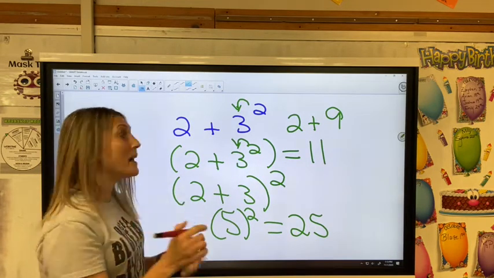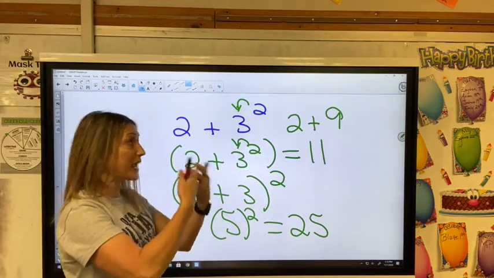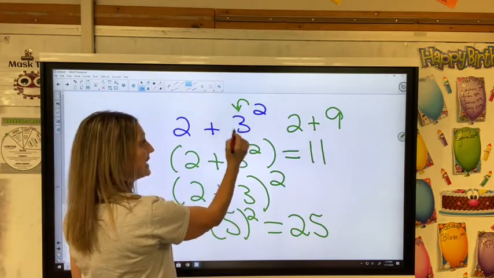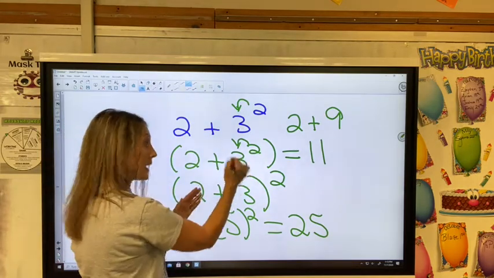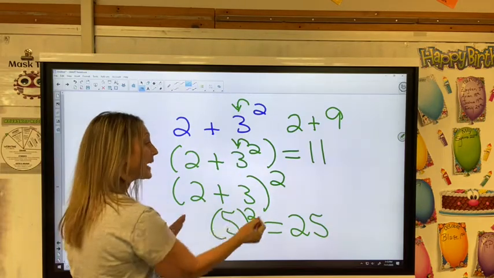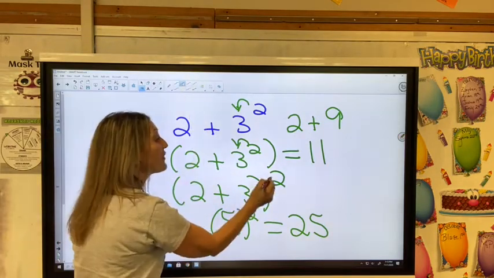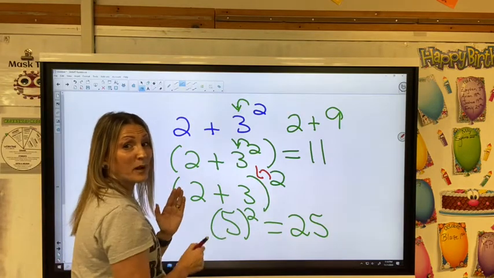So always remember the exponent applies to whatever it is beside, whatever it is near. In this case, it is by the 3. It has nothing to do with the 2. Here, it's by the 3. It has nothing to do with the 2. Here, it is by the parentheses. So it's going to apply to anything that's inside the parentheses.